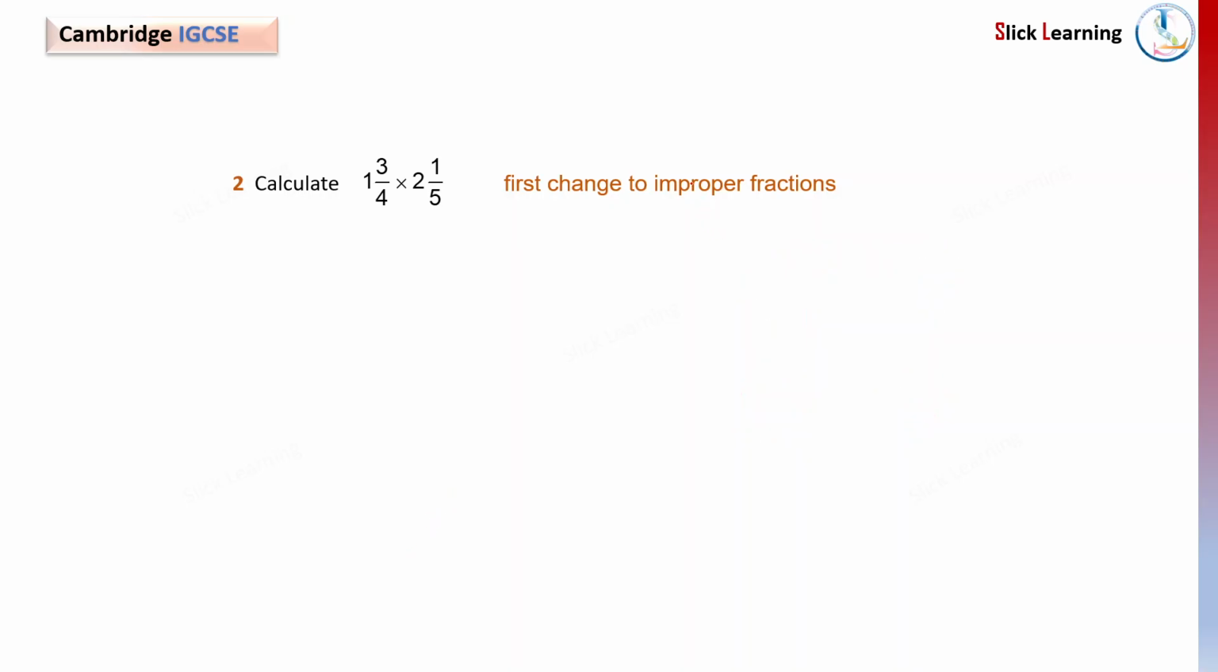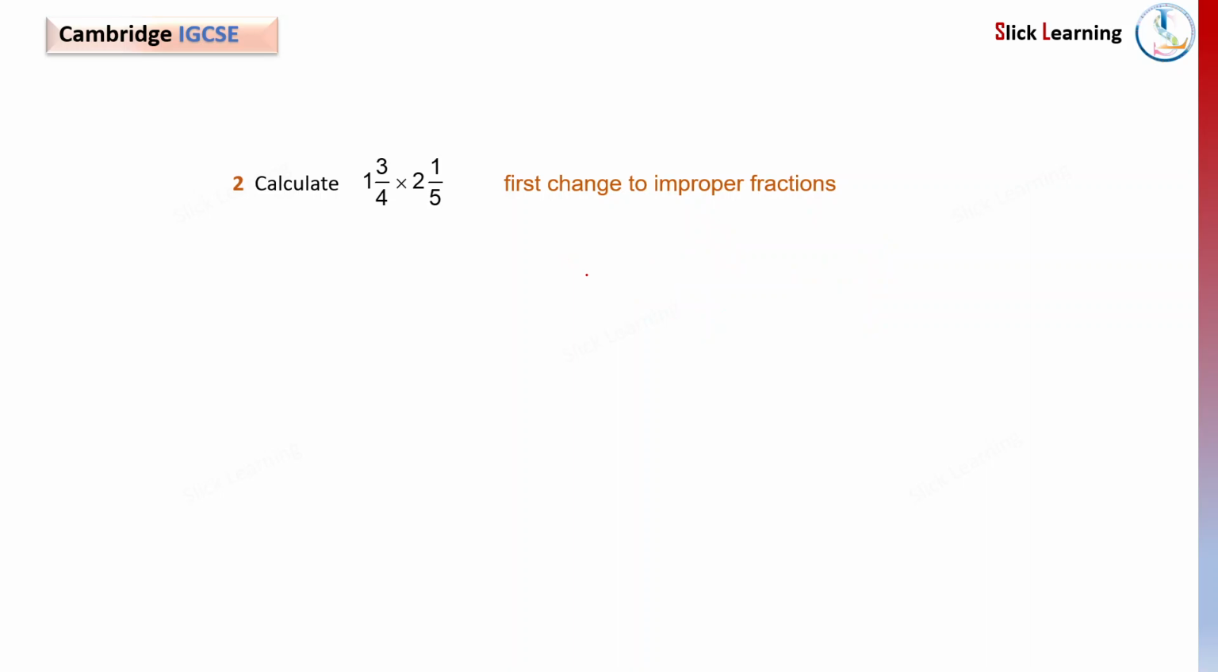Let's see once again to make it more clear. Here we have 1 and 3 over 4. First we multiply this whole number, that is 1, with 4, and whatever the result comes, we add the numerator. Means 4 times 1, that is 4, plus 3, that is 7. So the numerator we get is 7, and the denominator will be as it is. So this is the method to convert mixed fractions to improper fractions.